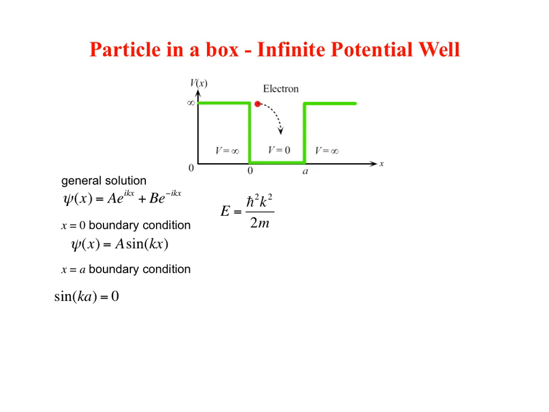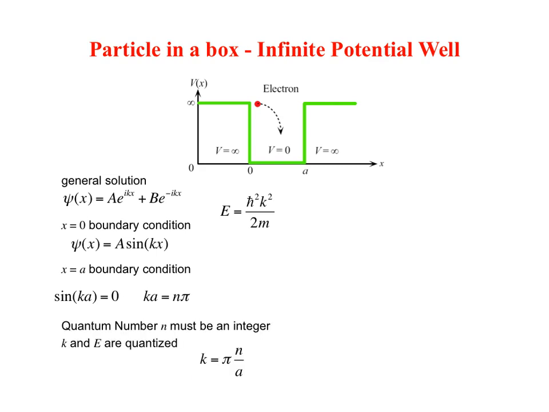Similarly, at x equals a, the wave function must also be 0. Thus, sine k times a should equal 0 is another boundary condition. Recall that sine of an angle equals 0 when the angle is an integral multiple of pi, such that ka then must be n times pi, where n is an integer. Solving for k then, the boundary conditions require that k be an integral multiple of pi over a.